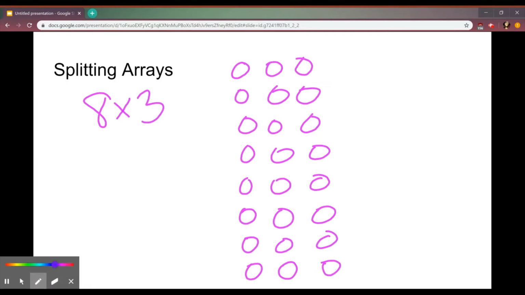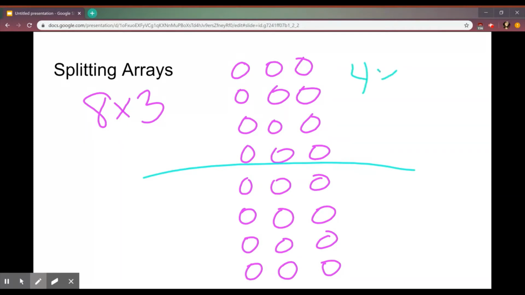Now I'm just going to draw a line somewhere in this. And I didn't take away or add any dots. I just split it into two smaller parts that I'll put back together at the end. Up here my new array is 4 times 3. And I can skip count. I can hold up 4 fingers and count by 3, or hold up 3 fingers and count by 4. I'm going to hold up 3 fingers and count by 4. So I have 4, 8, 12.